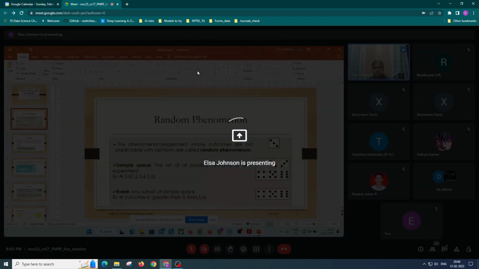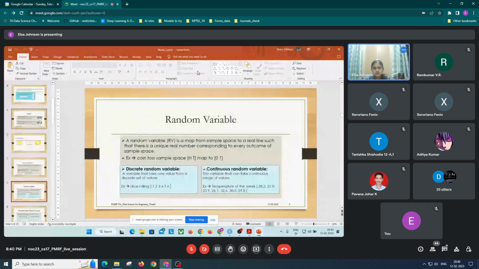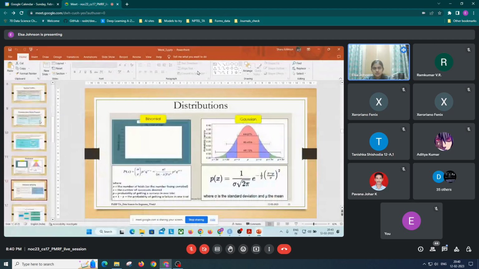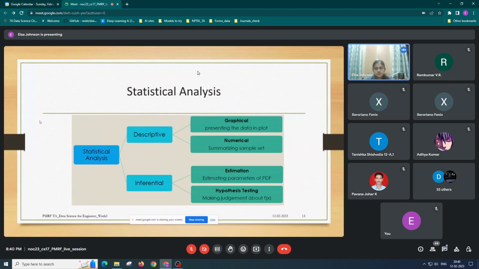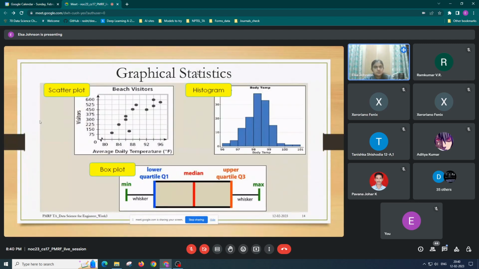Okay, so I think we have seen this. Statistical analysis can be descriptive and inferential. Inferential means estimation or hypothesis testing. I think you have seen everything there. Graphical statistics means whether you'll be seeing a scatter plot or a histogram. So some examples are given here.